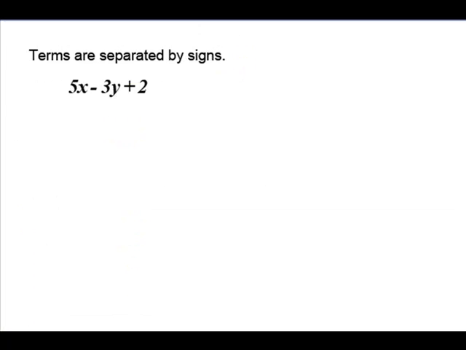Terms are separated by the signs. So in this expression, our first term is 5x. This negative starts the next term. Negative 3y is our second term. And our third term is positive 2. So your sign will go with the piece after it.